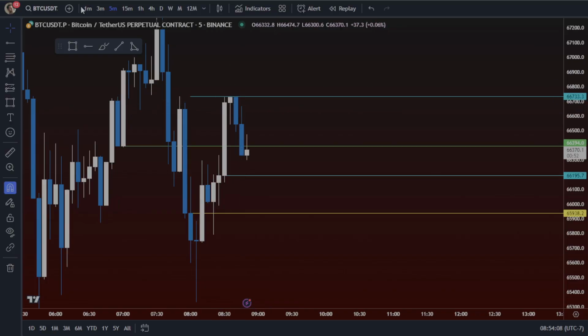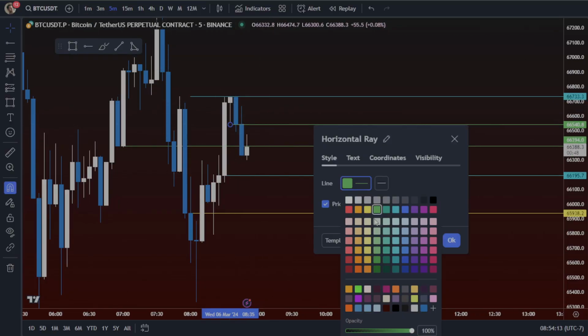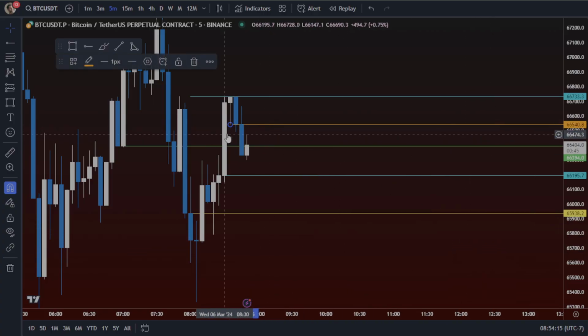It looks like it kind of already happened on the 5 minute here, but again, just working time frame down to find the right entry.